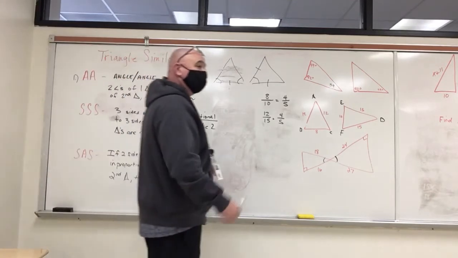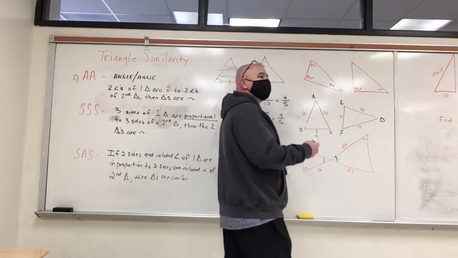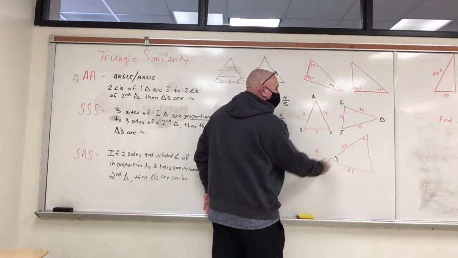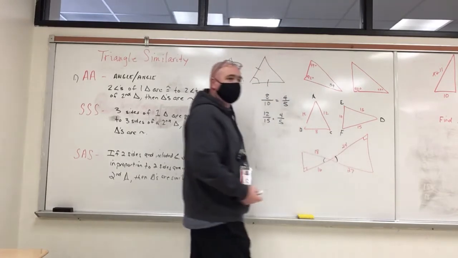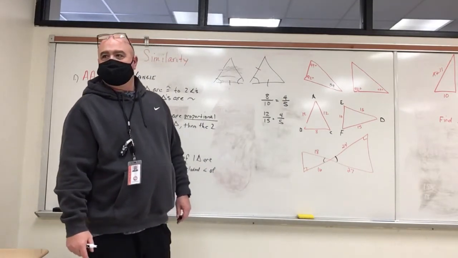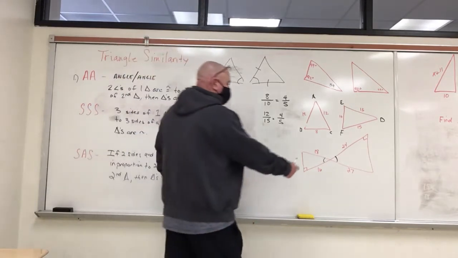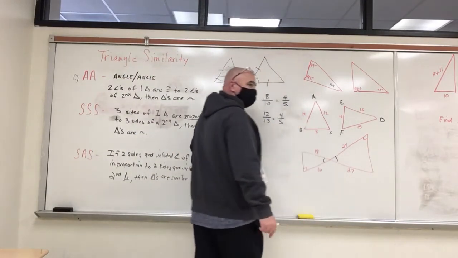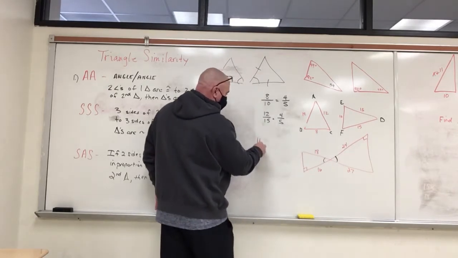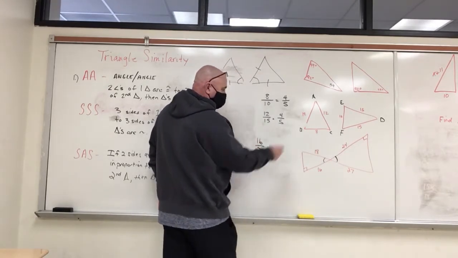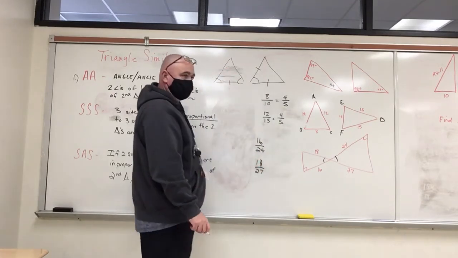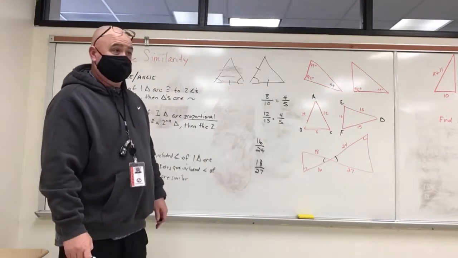So now that I got that, I need to prove that the sides are in proportion. So, what side does 16 match up with over here, 24 or 27? You gotta flip it. 24. So I'm gonna go 16 is to 24, and I'm gonna go 18 is to 27. I've set up my ratios.